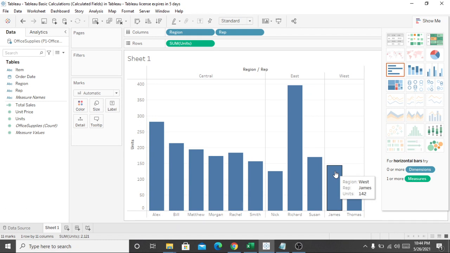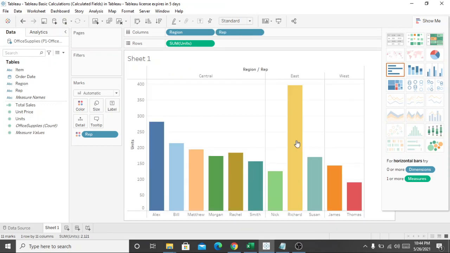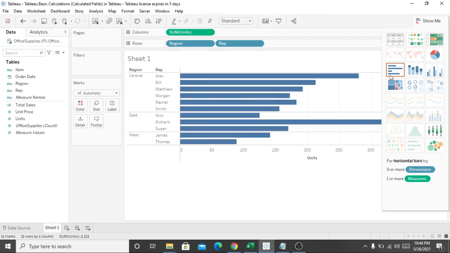This is just a little bit of a visual graph in Tableau using horizontal bars. We can do stacked bars, or side by side bars. This is side by side bars. So let's come towards the normal bar, that is horizontal bars.